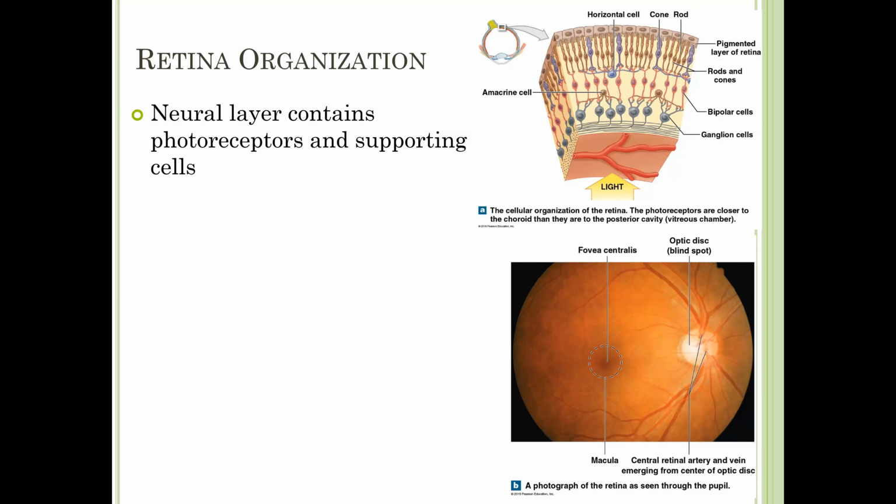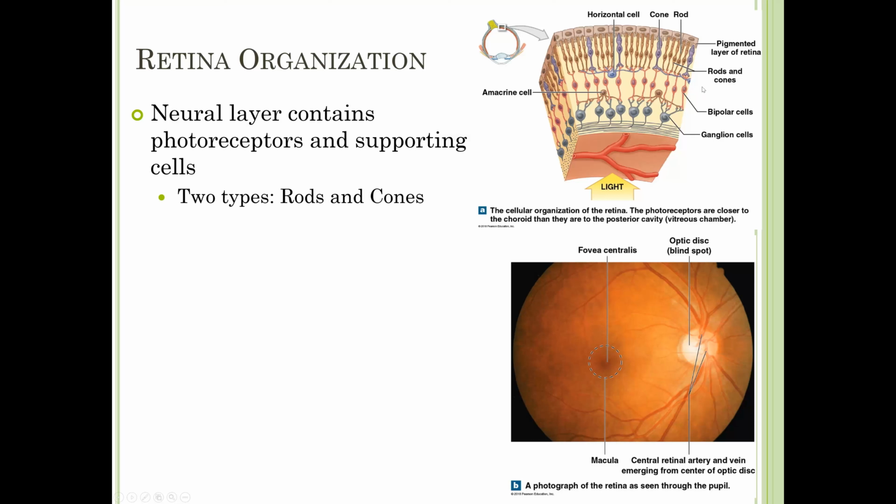So remember, the retina is composed of a neural layer and a pigmented layer. The pigmented layer we've already talked about, and that's going to be this layer right up here that is right up against the choroid. So now we're going to focus on the organization of the neural layer, which contains the photoreceptors themselves and the supporting cells.